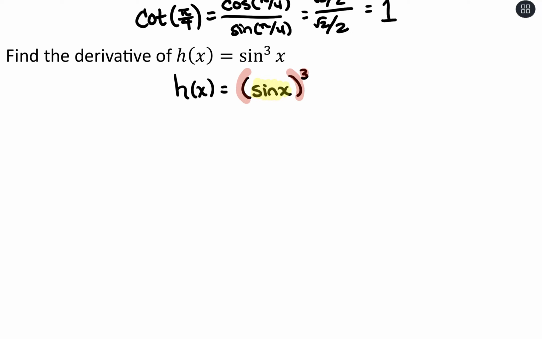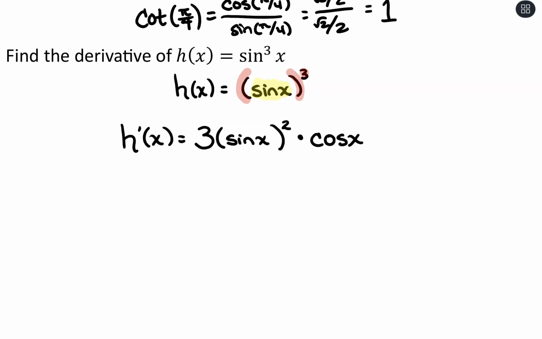So taking the derivative, we're going to take the derivative of the outside, so drop the 3 down, a new exponent of 2, and then we keep the inside. Then we multiply derivative of the inside, so derivative of sine x is cosine x. And then combine it together, so 3 sine squared x times cosine x. And we're all good there.